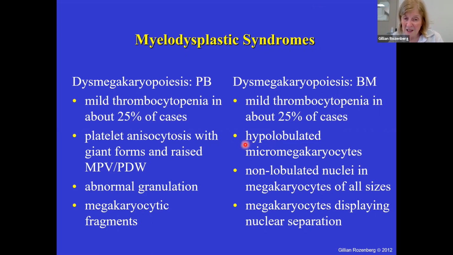And the megakaryocytes will be hypolobulated and micromegakaryocytes. So they'll have a reduced number of lobules of the nucleus, and they can be quite small. The megakaryocytes can be small or micro. We'll also see non-lobulated nuclei in megakaryocytes of all sizes, and then megakaryocytes displaying nuclear separation. And that means that there'll be a lot of lobes to the nucleus in the quite large megakaryocytes.